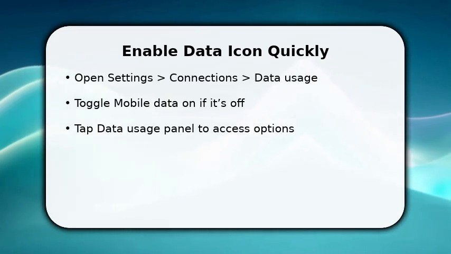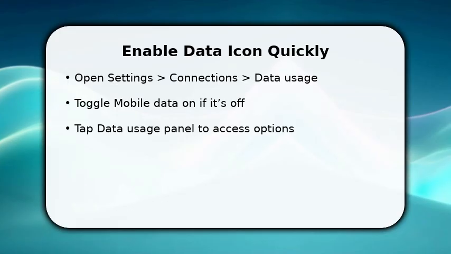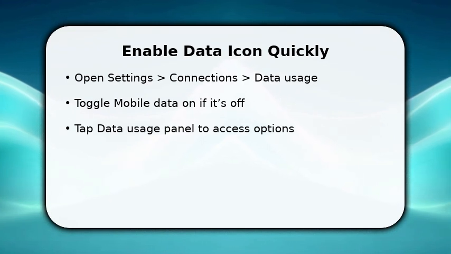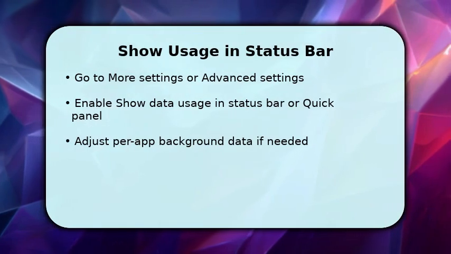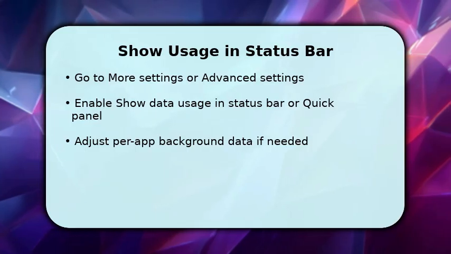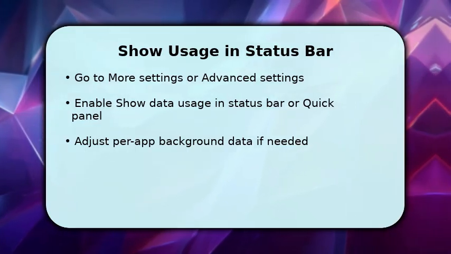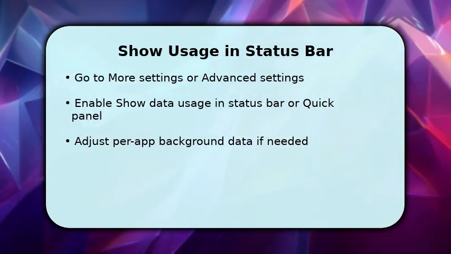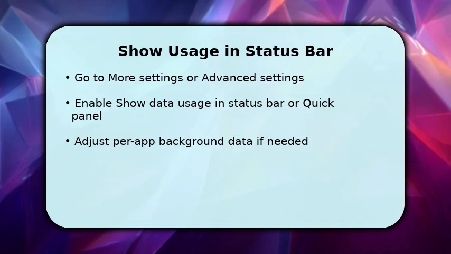This is where the notification bar display is governed. Make sure to continue. This step ensures the device can monitor and present live usage in the notification area. You now change the visible setting so the notification bar displays data usage. In data usage, select More Settings or Advanced Settings, then enable Show Data Usage in Status Bar or the Quick Panel option. This toggles the visual indicator.